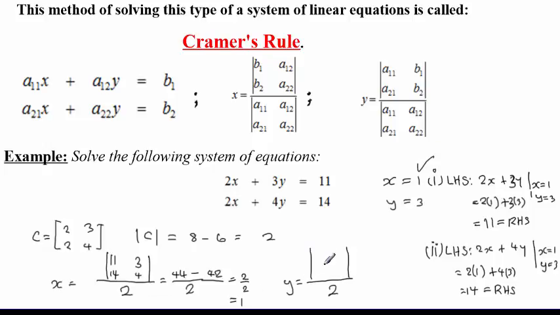Coming to y, we do the same thing. The column in the equation which is for y, we replace with the independent terms, in this case 11 and 14, and then take 2 and 2. Then this would be 28 minus 22 all over 2, which will give us 6 over 2, and that will give us a 3. So we can see that we are getting the same solution.